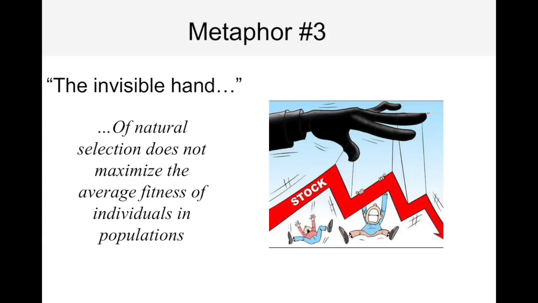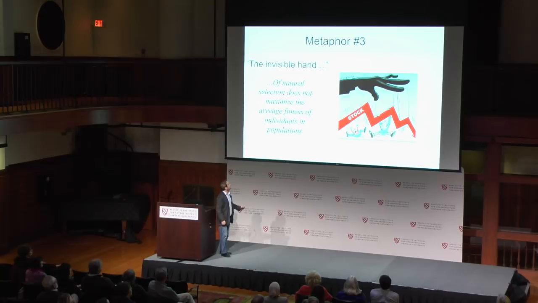Of course, the third metaphor here is that natural selection is not optimizing average fitness in the population. On average, the fitness in the population across all individuals is reduced by natural selection. So if you like, the invisible hand of natural selection, to take an economic metaphor, is not maximizing average fitness. And that's something you've got to remember about most situations in evolution. It's not so simple.